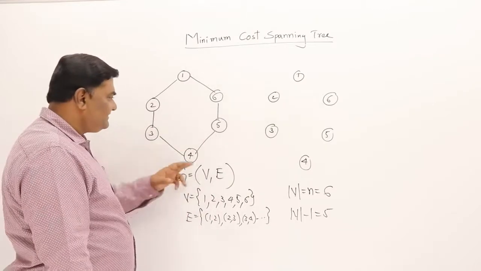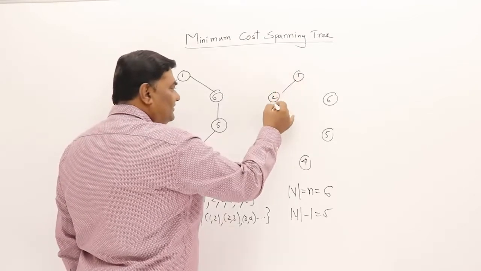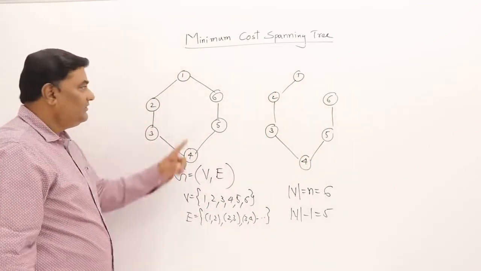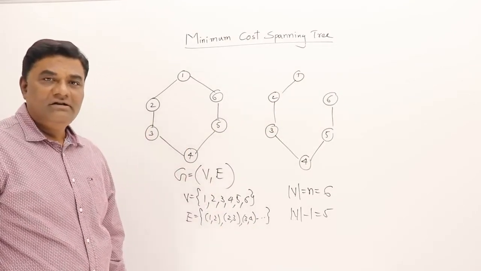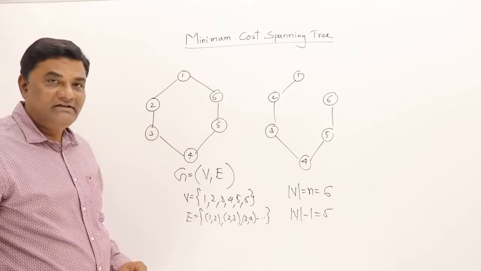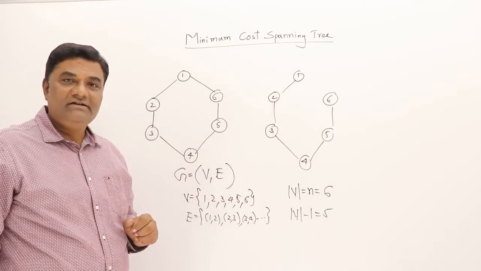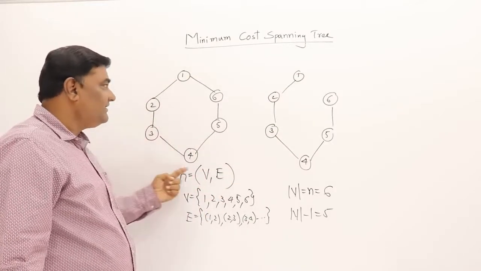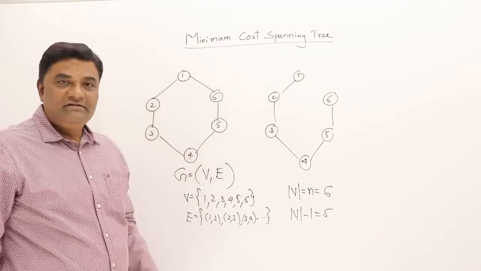So out of these edges, I should take only 5. So 1, 2, 3, 4, 5. I did not take this one. So this is a spanning tree. See, a tree will not have a cycle. So there is no cycle here. If you can say this is a cycle: if you start from one vertex, you can again reach back to that vertex. But here, there is no cycle.